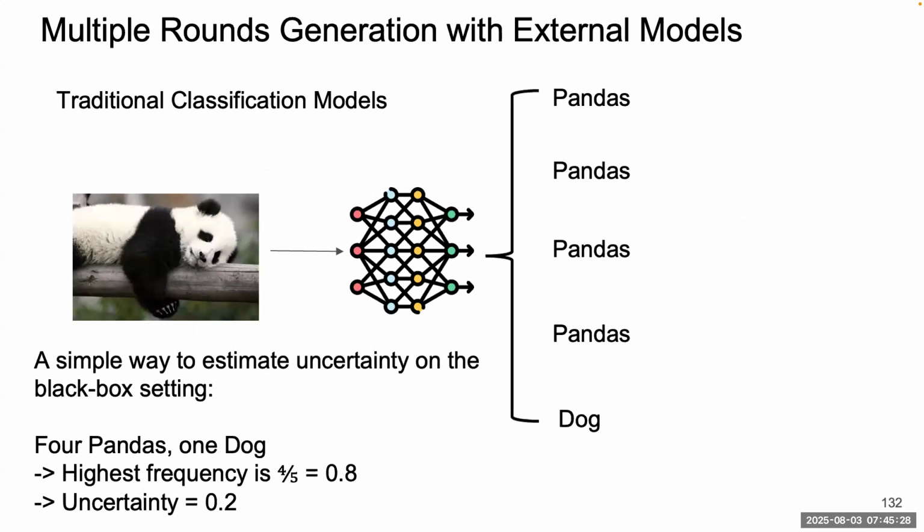So like we said before, in the traditional classification models, assume this is a black box setting, and we sample the model to get 4 pandas and 1 dog. Then the frequency of pandas is 4 divided by 5. So the simple way to get the uncertainty is 1 minus the highest frequency, which is 0.2.